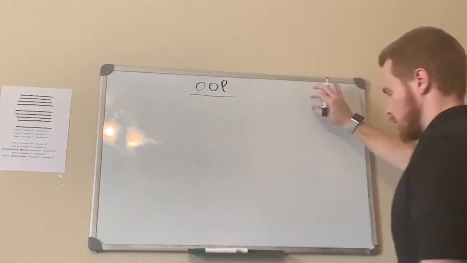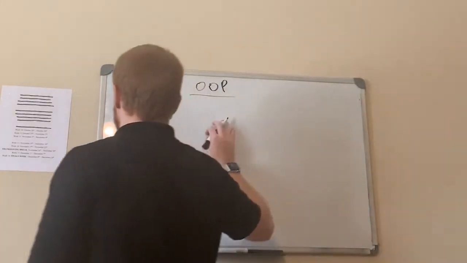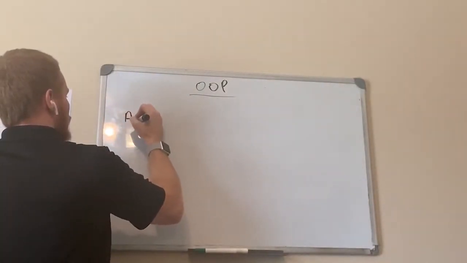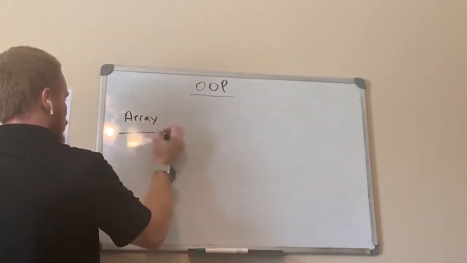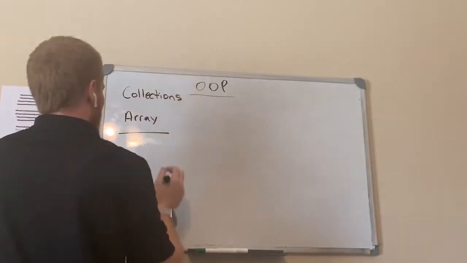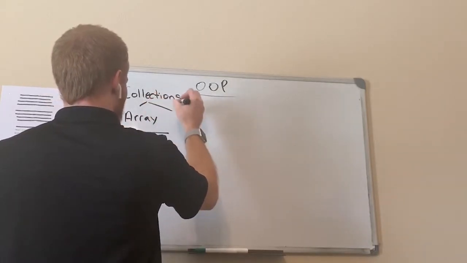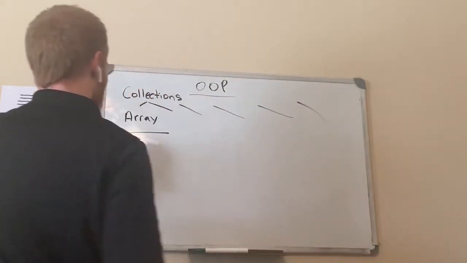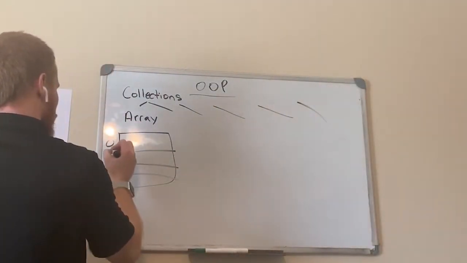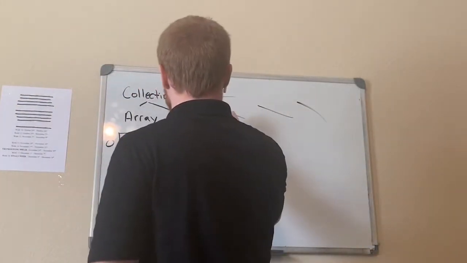So collections or data structures we could go over. You'll have different types of data structures that Java has. Everything in object-oriented is a class. So there's a class, I think it's called Collection, and then it has all these subclasses, which are data structures. So you have an array, 0, 1, 2, 3.